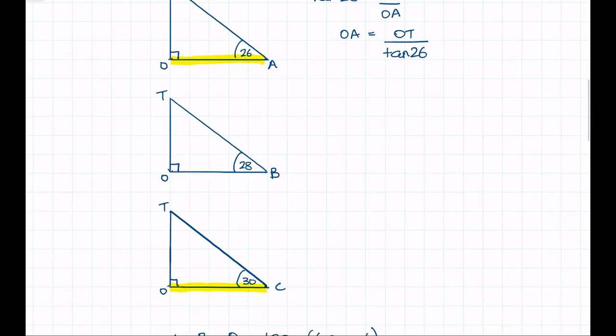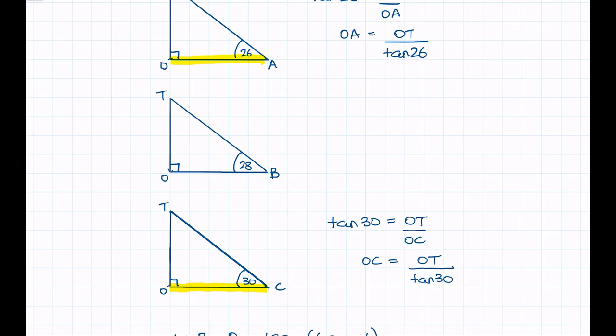I can do a similar thing in this bottom triangle. I can say that the tan of 30 is equal to the opposite OT over the adjacent OC. And again, I can rearrange to make OC the subject. OC will be OT over tan 30.